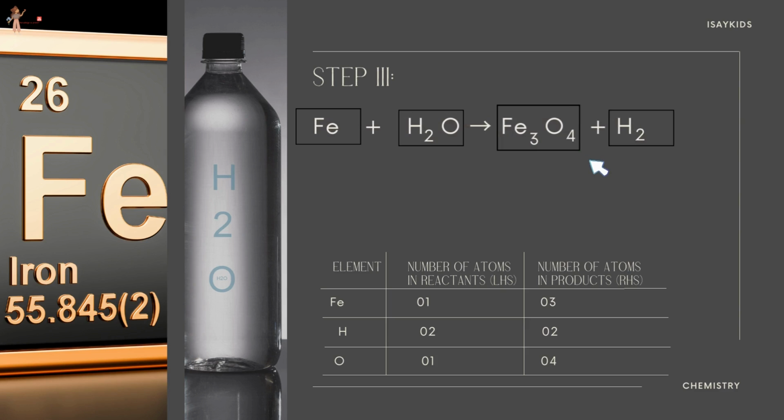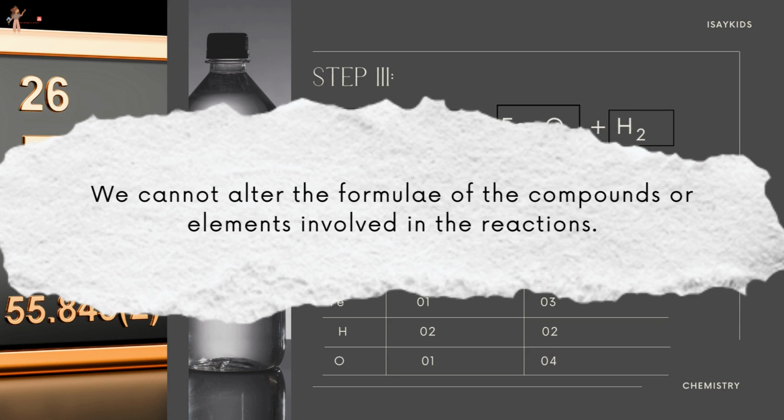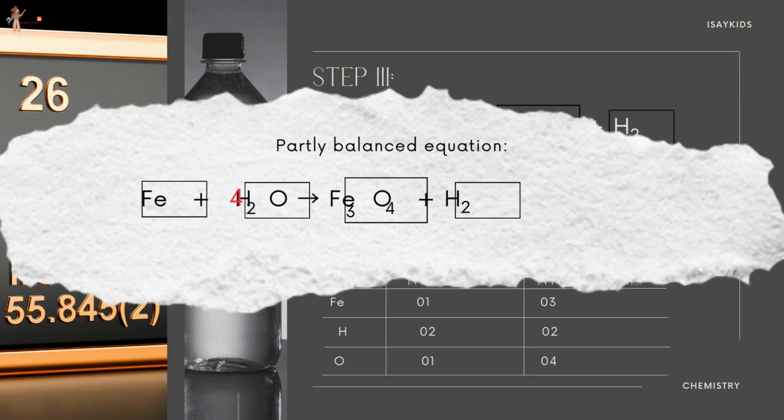There are 4 oxygen atoms on the right hand side and only 1 on the left hand side. Now, to equalize the number of atoms, it must be remembered that we cannot alter the formula of the compounds or elements involved in the reactions. To balance oxygen atoms, we can put coefficient as 4 as 4H2O and not H2O4 or H2O whole 4. Now the partly balanced equation becomes Fe + 4H2O gives Fe3O4 + H2.